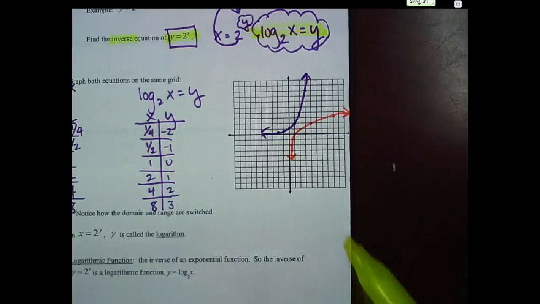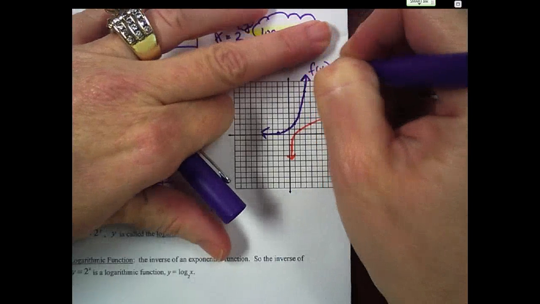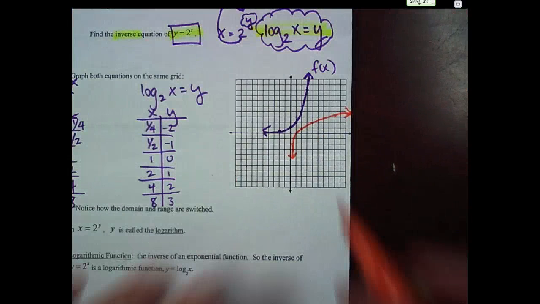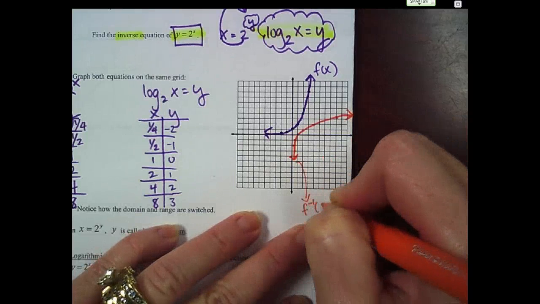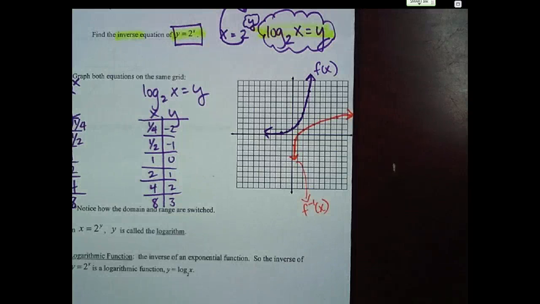Now, like I said before, guys, this would be labeled f of x, our original function. And the other graph would be labeled f of negative 1 of x, the inverse of x. We talked about that already.